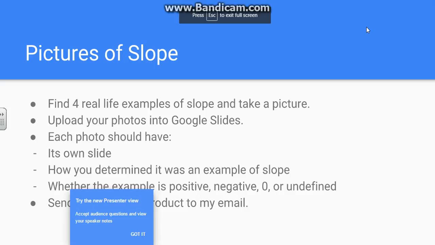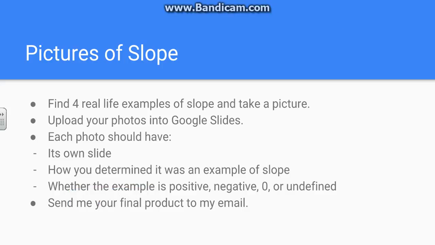Okay, so for this project, you are going to find your own examples of slope. So you will find 4 real examples of slope and take your own personal picture of those 4 examples. You'll upload your photos into Google Slides, and you'll create just a short presentation of your photos. Each photo should have its own slide.